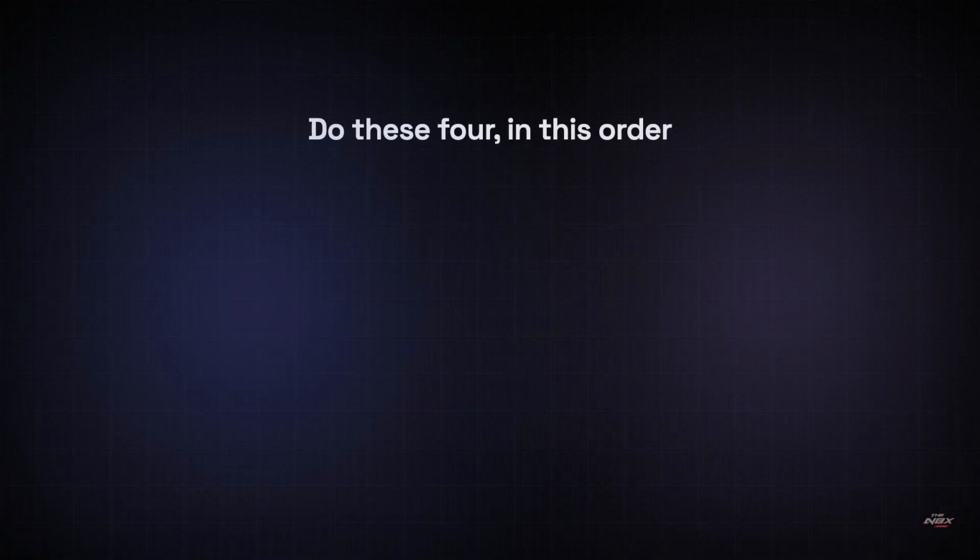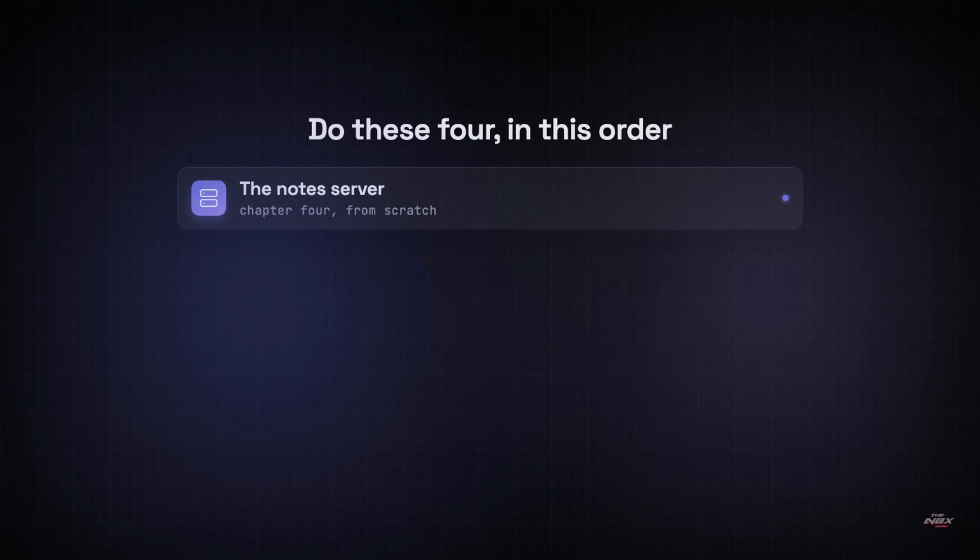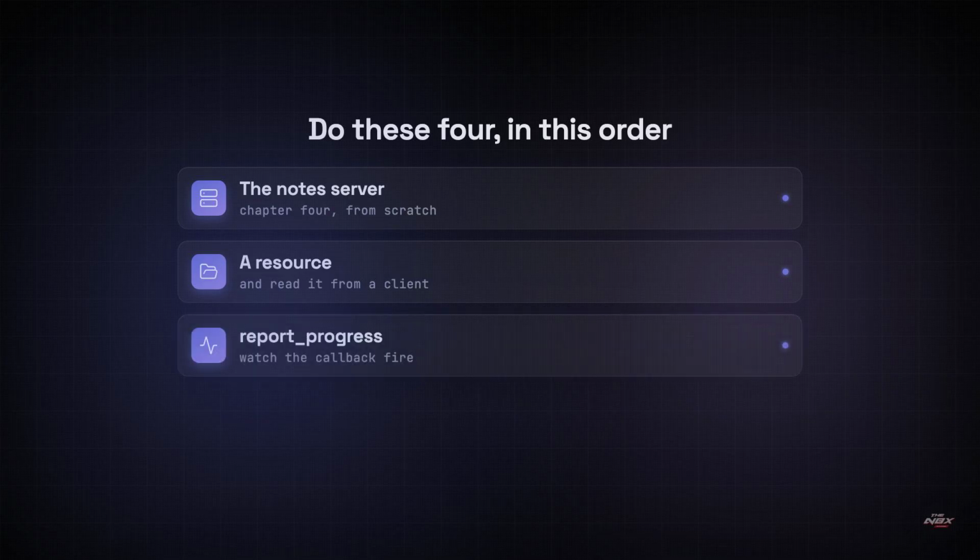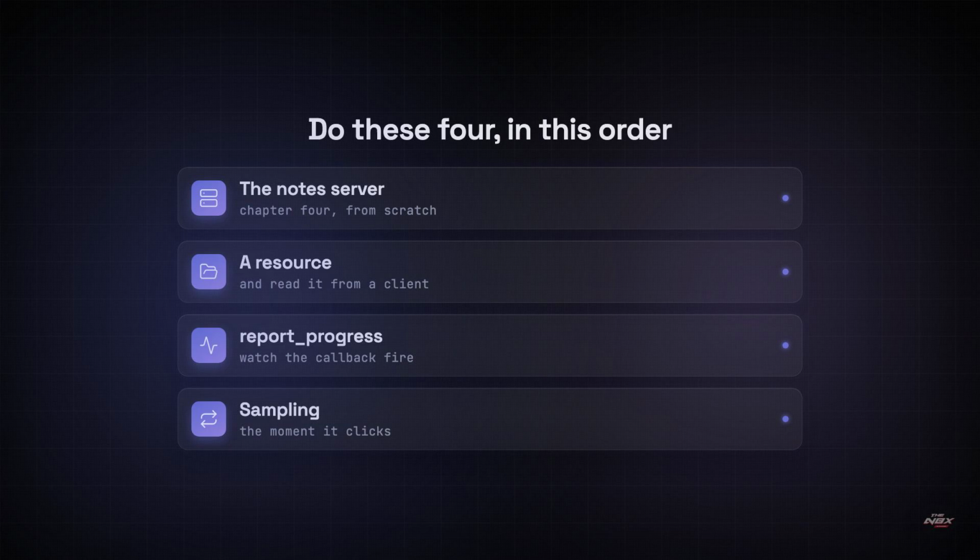For things to go and do, in this order: build the notes server from Chapter 4. Add a resource and read it from a client. Add a tool that reports progress, and watch the callback fire. And make the server ask you to call Claude, which is sampling, and the moment it clicks.